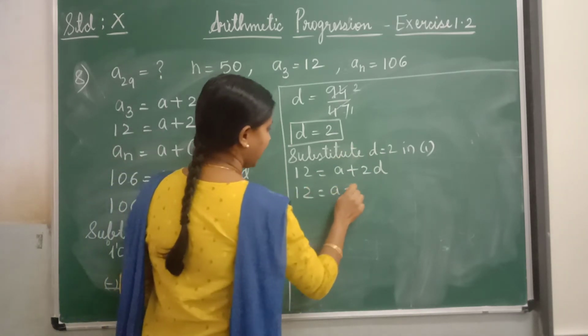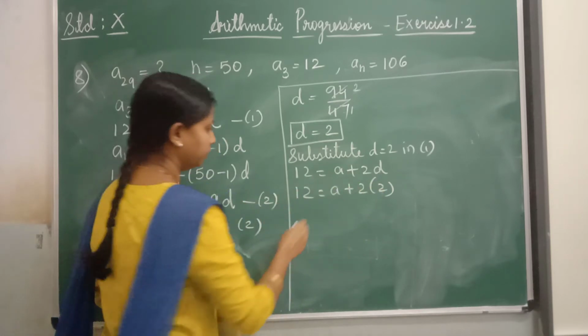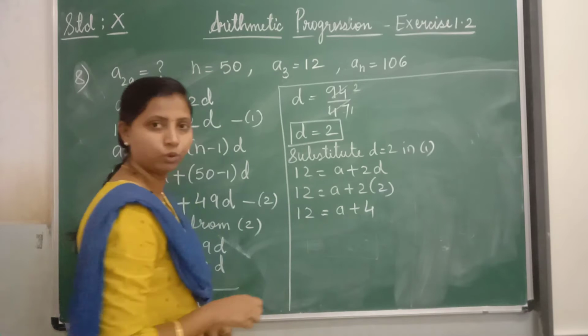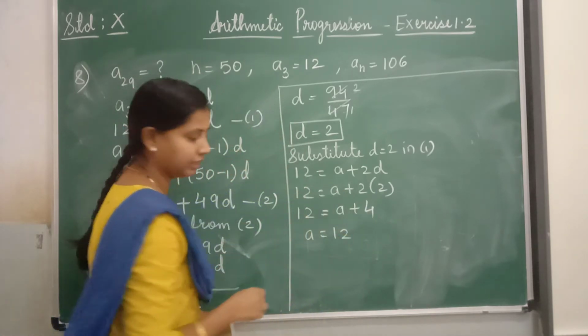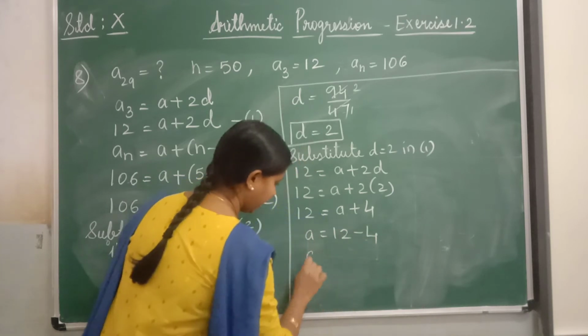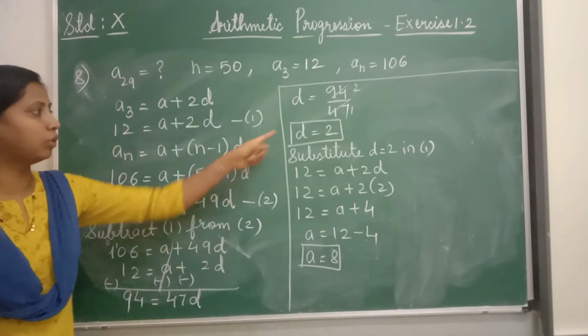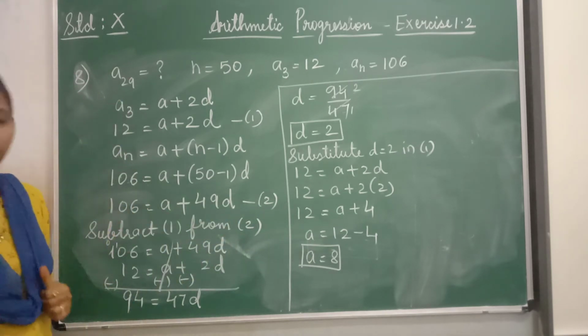12 is equals to A plus 2 into 2. D value is 2, substitute 2. 12 is equals to A plus 4. So A will be equals to 12 minus 4 on the other side. 12 minus 4, A is equals to 8. Yes children, so you got D, you got A. Now you can find the 29th term.